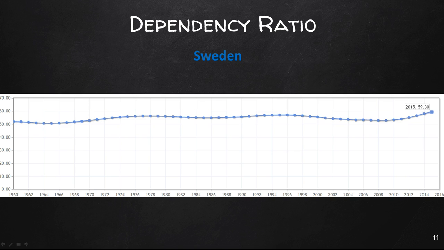Here's another example for Sweden. The latest value for the age dependency ratio, again the percentage of working age population, in Sweden was 59.30 as of 2015. Over the past 55 years, the value of this indicator has fluctuated between 59.3 in 2015 and 50.6 in 1965. So in other words, 59.3 people per 100 of the Swedish population are dependent on the working population.